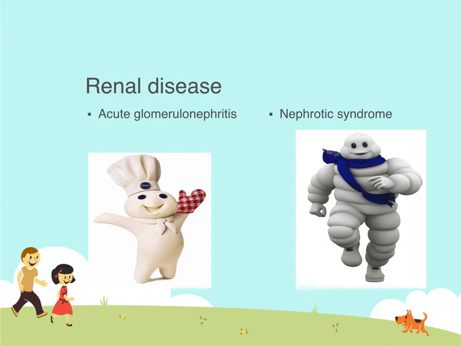One of the ways I want you to try and remember the difference between these two is looking at Pillsbury Doughboy versus Michelin Man. When you look at the degree of swelling in acute glomerulonephritis, it's much less than what we see with nephrotic syndrome. So that's why I put in these two guys to help you remember.